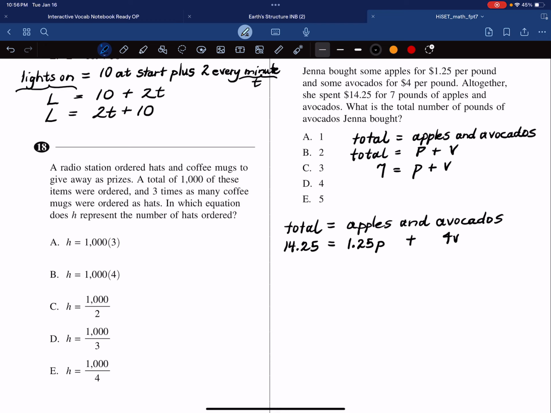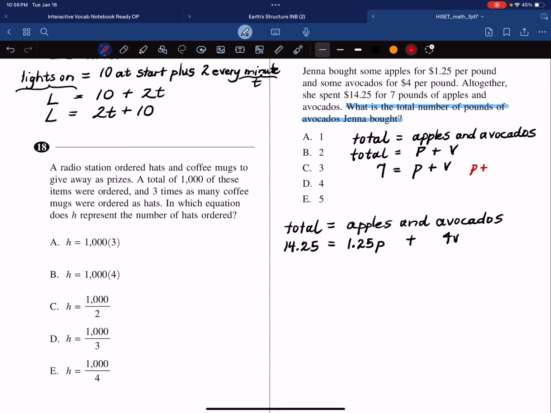So we have a system of equations where you use one equation to plug into the other equation to solve the problem. And since we're looking at the number of pounds of avocados that she bought, I want to set this problem up in terms of the avocados. So I want to solve for V. V goes with avocados. Let me change colors right here. I'm going to come back here and solve this problem for V.